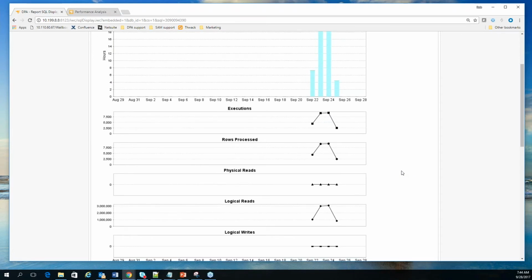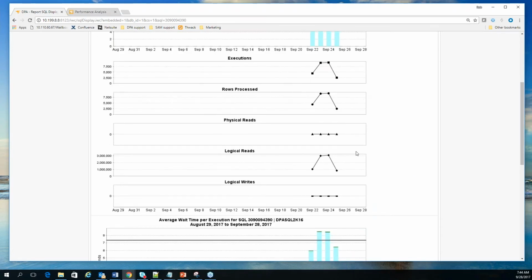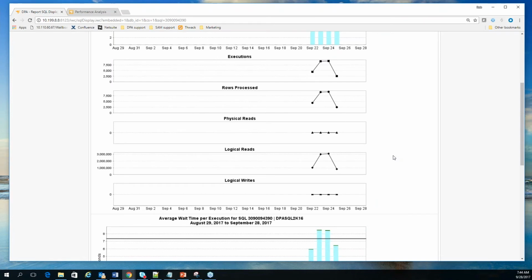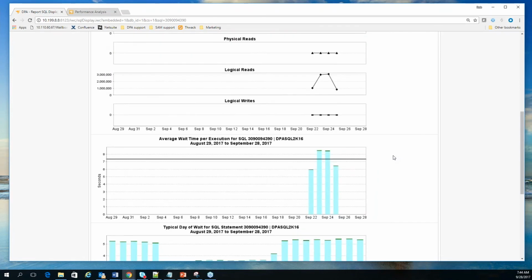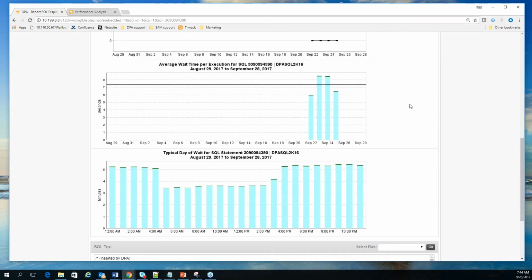If I scroll down, I can see the amount of rows processed, the logical reads, and then we give you a couple other charts at the bottom here that I find very useful as well. The average wait time per execution. So this is one of those average lines that says, hey, in the past 30 days or whatever, this kind of metric is drawing data from, this August 29th through September 28th, it'll plot a line for you and say, hey, here's the average time it takes to run once in my environment.